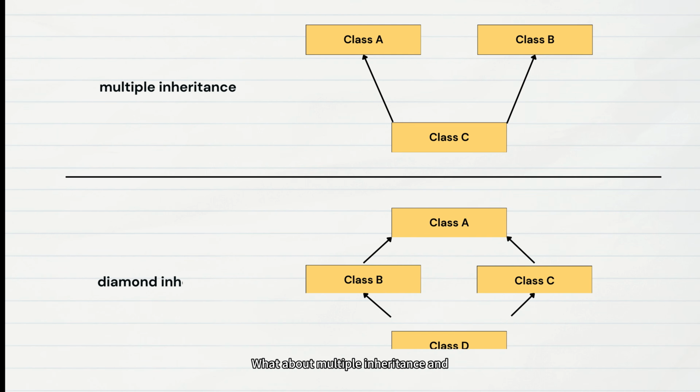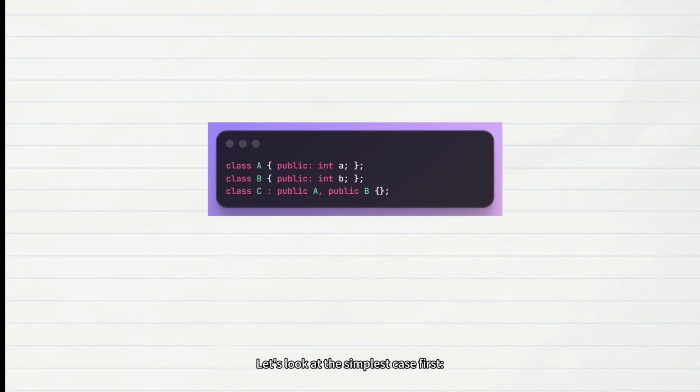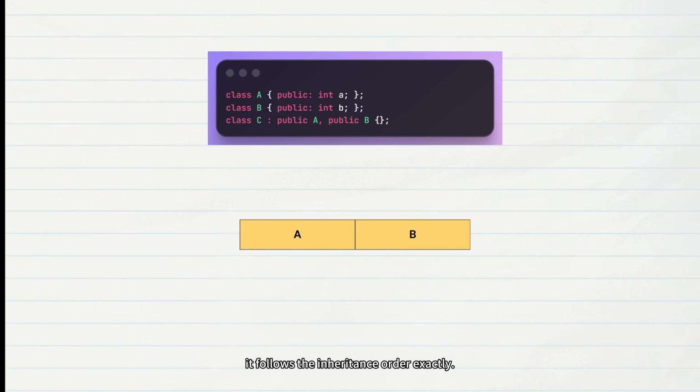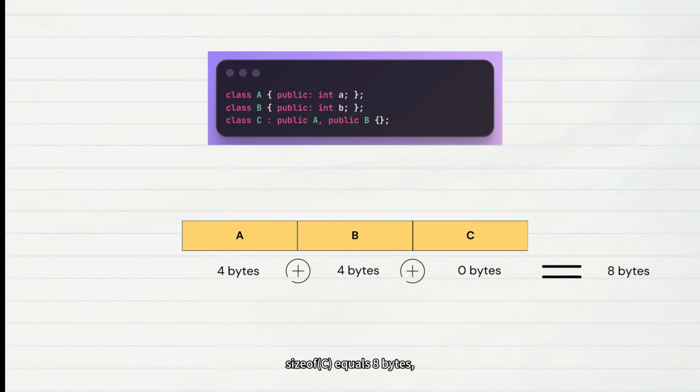What about multiple inheritance and the diamond inheritance problem? Let's look at the simplest case first. Ordinary multiple inheritance with 2 independent base classes and a derived class inheriting from both. No virtual functions. The memory layout of the derived class C is very structured. It follows the inheritance order exactly. First, place the members of the first base class A, then the members of the second base class B, and finally the derived class's own members. Size of C equals 8 bytes, no padding.